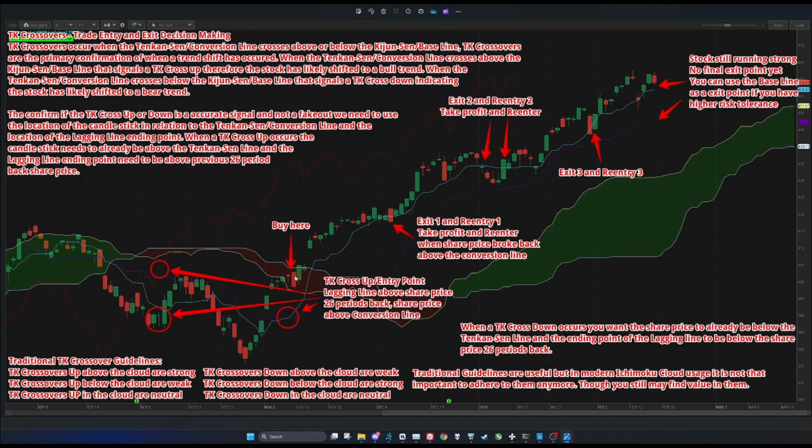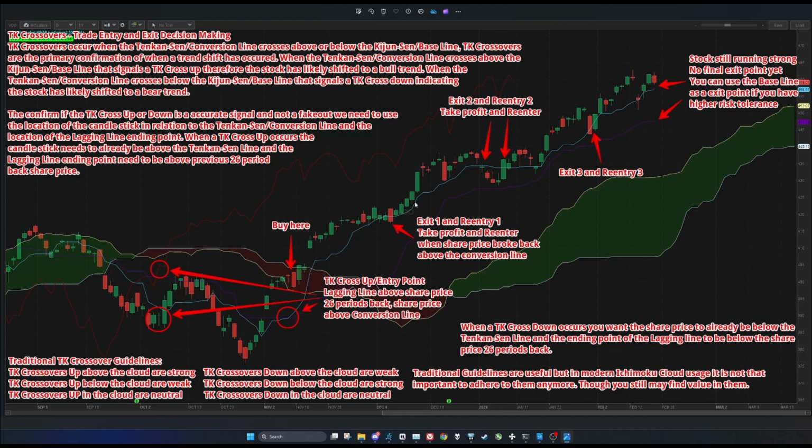showing that this TK crossover to the upside is likely to play out. So what you would do is you would buy here, you would ride the stock up, and when this stock share price breaks beneath the conversion line and closes below the conversion line, so when the candlestick closes and switches to the next candlestick, if it closes beneath the conversion line, you would take that as an exit.